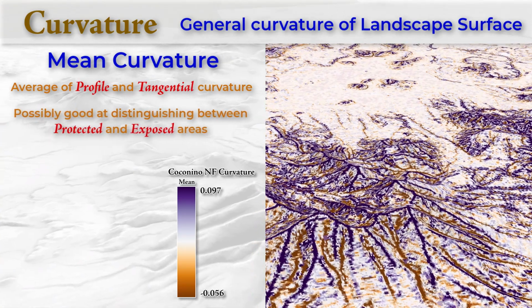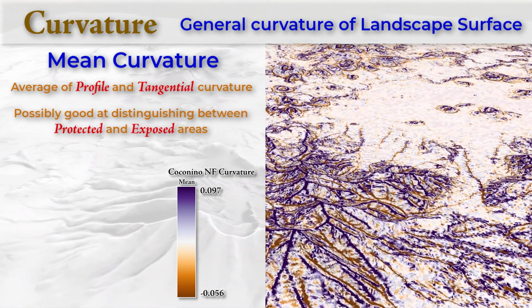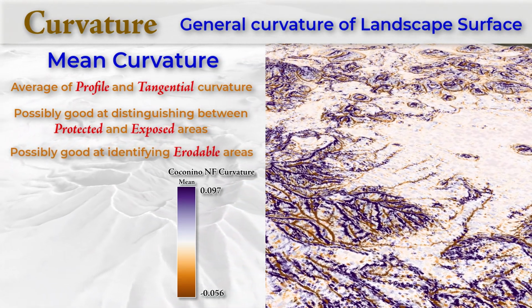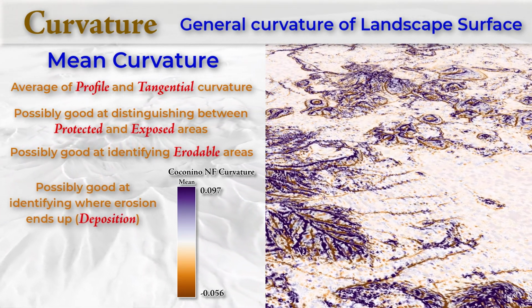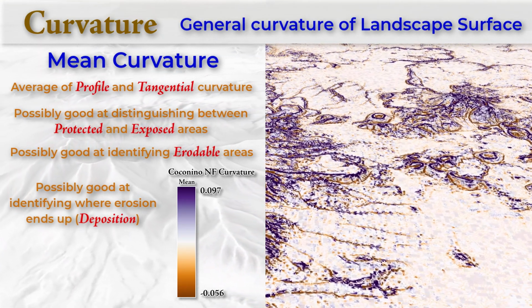As such, it might be a good indicator of exposure or protection. High positive values would also indicate regions that are most likely to erode because they're sticking out from the landscape, while high negative values would be places where eroded materials would be more likely to accumulate on the landscape, sort of at the bottom of a hill.